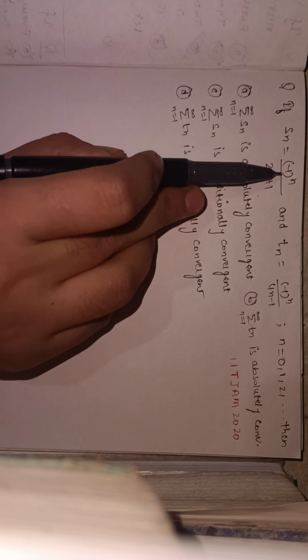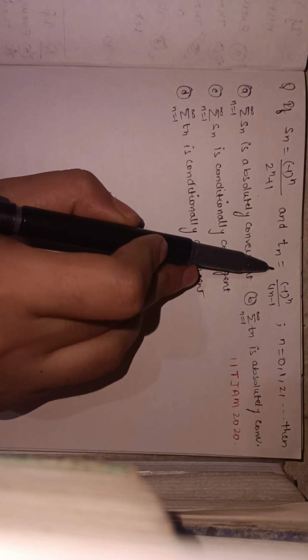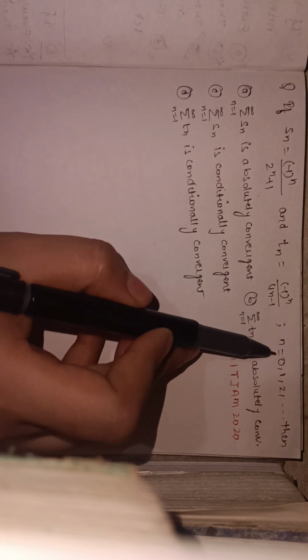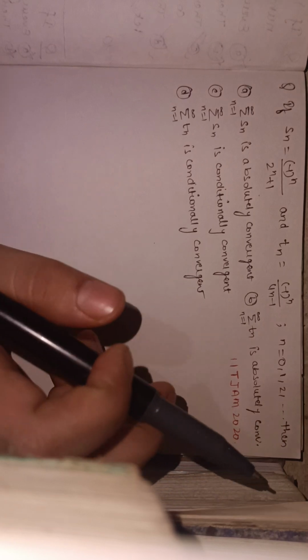In this video lecture, I am going to discuss the next PYQ of real analysis asked in IITJAM 2020. So our question is, if Sn is equal to (-1)^n upon 2n plus 1 and Tn is equal to (-1)^n upon 4n minus 1, where n is equal to 0, 1, 2 and so on, then which of the following is correct?